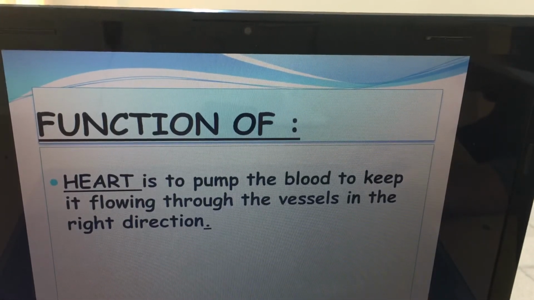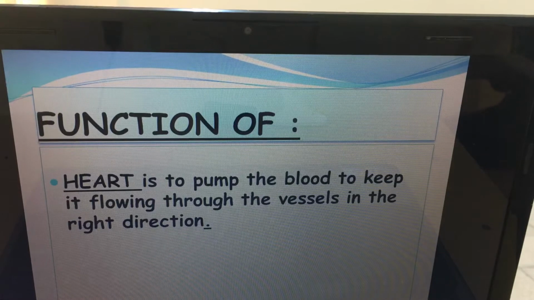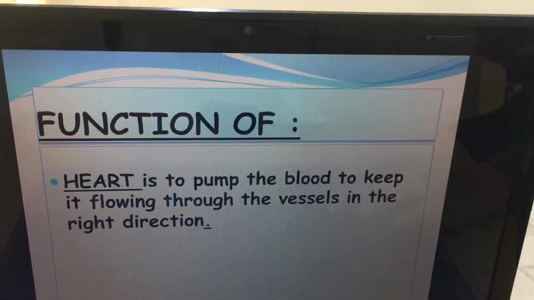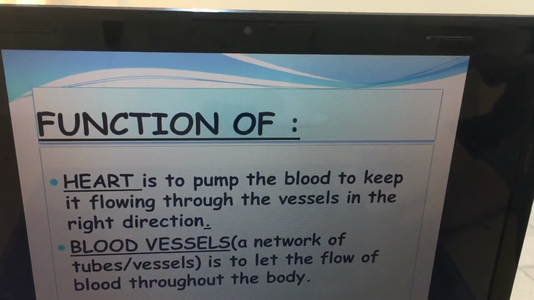Let's see the function of the heart. Obviously, when the blood has to move, it needs some pressure. When it needs some pressure, something should be there to create that pressure. So the heart is the main organ of the transport system, and we can feel the heart beating always, right? That is actually the pumping of the heart that pumps the blood to keep it flowing through the vessels in the right direction. But this pumping is not possible with only the heart. Definitely we need some tubes, and those tubes are called the blood vessels, which let the blood flow throughout the body.